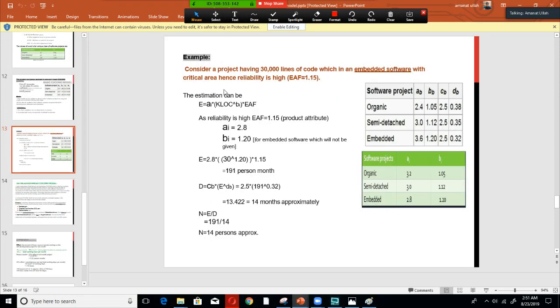So now let us look at an example of intermediate Cocomo.